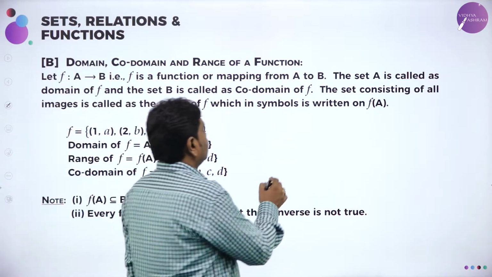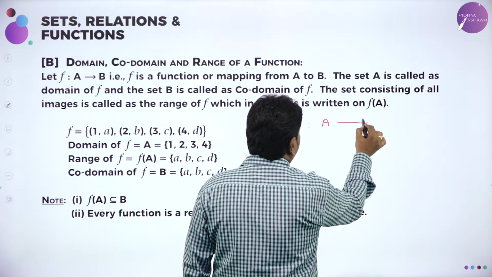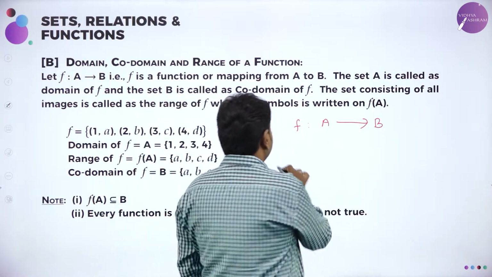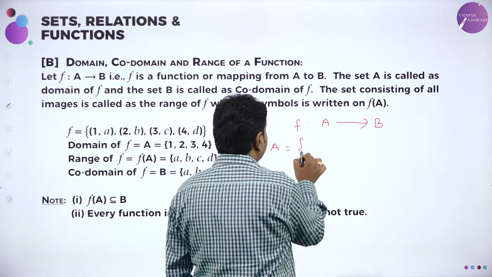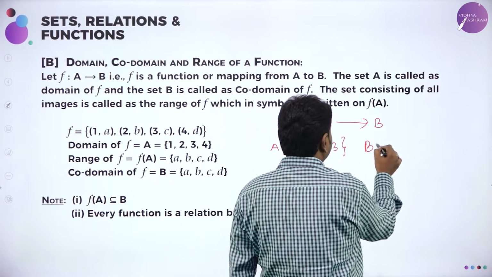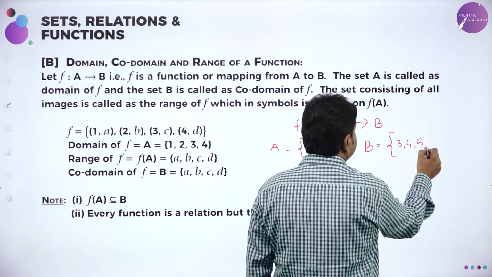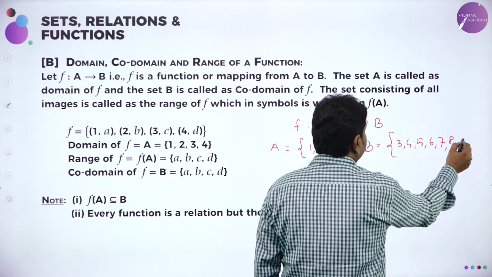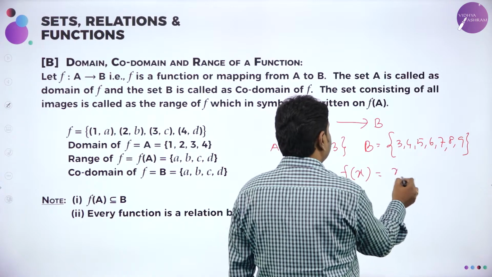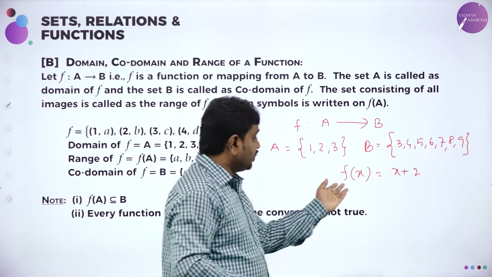And one more simple example I can take. Say f maps A to B. First you should know how to read this. F maps A to B. And A has the elements 1, 2, 3, and B has 3, 4, 5, 6, 7, 8, 9, and f of x is x plus 2. What is f of x? x plus 2. They will give the definition.